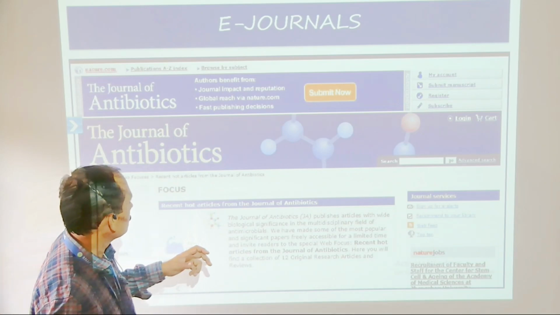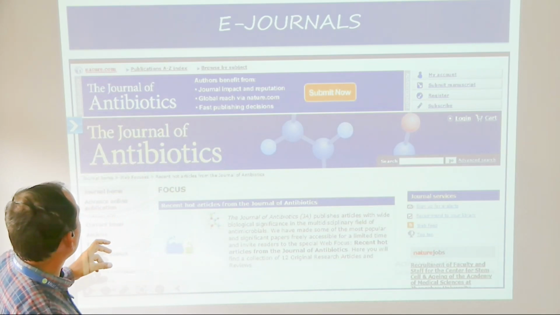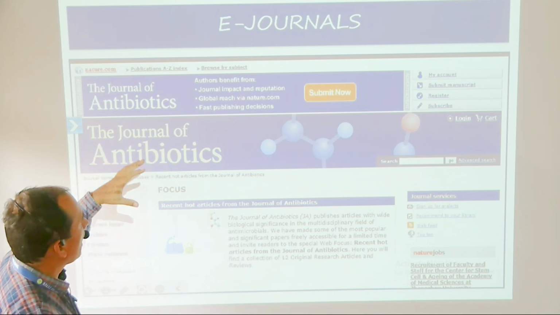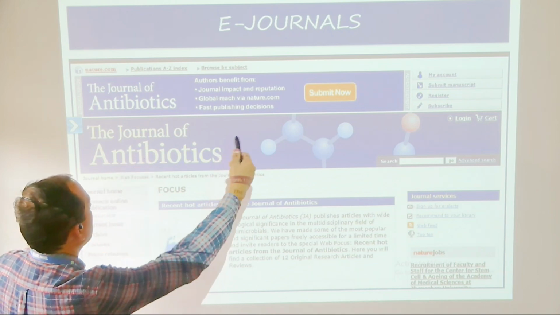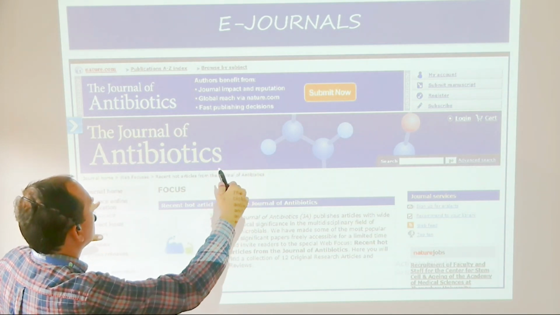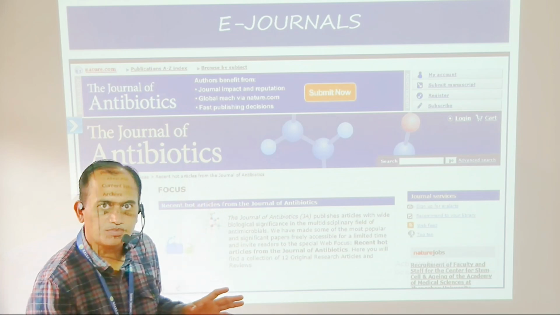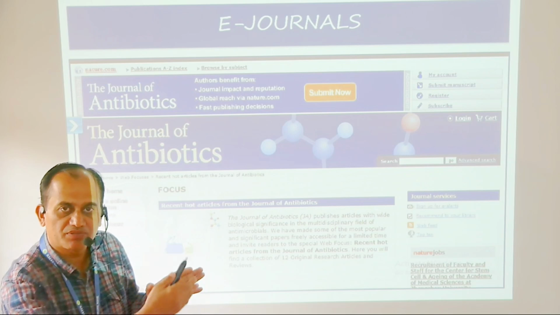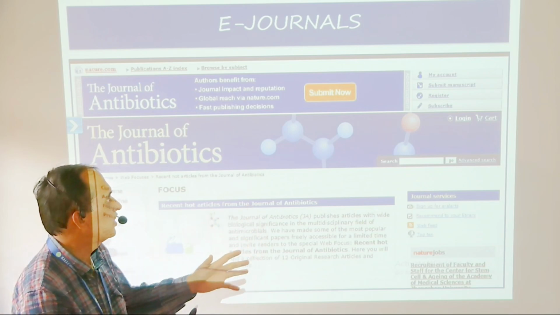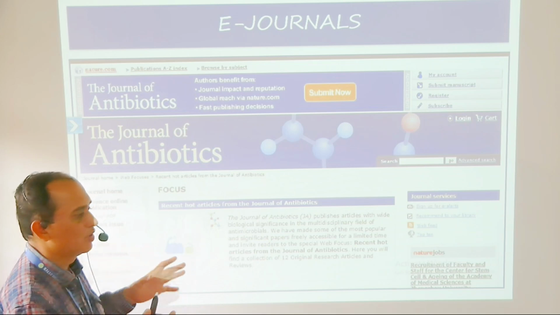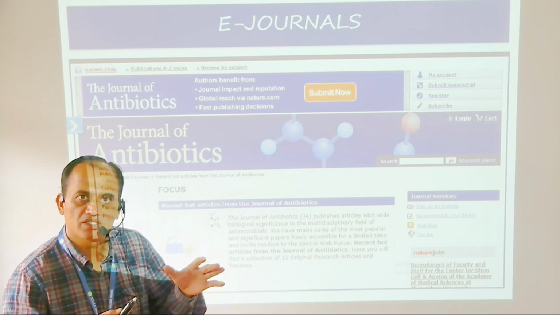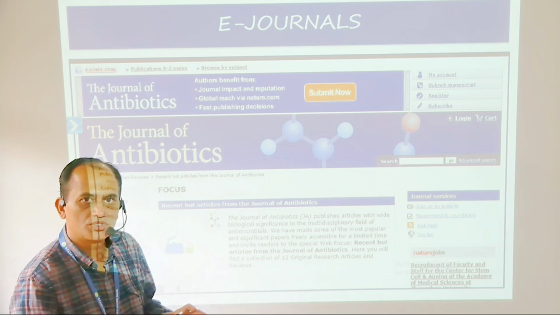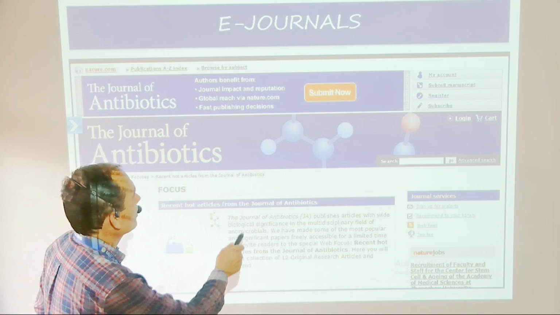So this is like The Journal of Antibiotics, which is available online where you can submit papers, and you can get information on author guidelines, how to publish a paper, what the different criteria are, and what the aims and objectives of the e-journal are. So this is available. If you go to each and every journal's main home page, you will get all the detailed information about that particular journal.